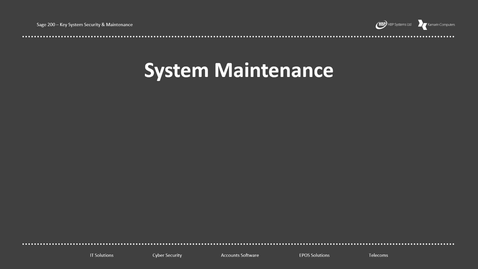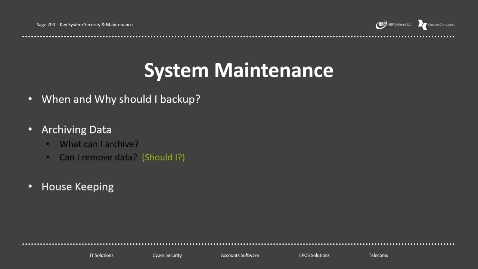The second part of our presentation we said we would talk about today is system maintenance. So what we're going to look at now is when and why should I back up, which seems like a silly statement, but we'll come on to the whys and wherefores in a second. I'm going to look at archiving, what I can archive, what I can remove, and should I remove any data from the system, and how that fits in with housekeeping, and then again how housekeeping then leads on to verifying data when we need to.